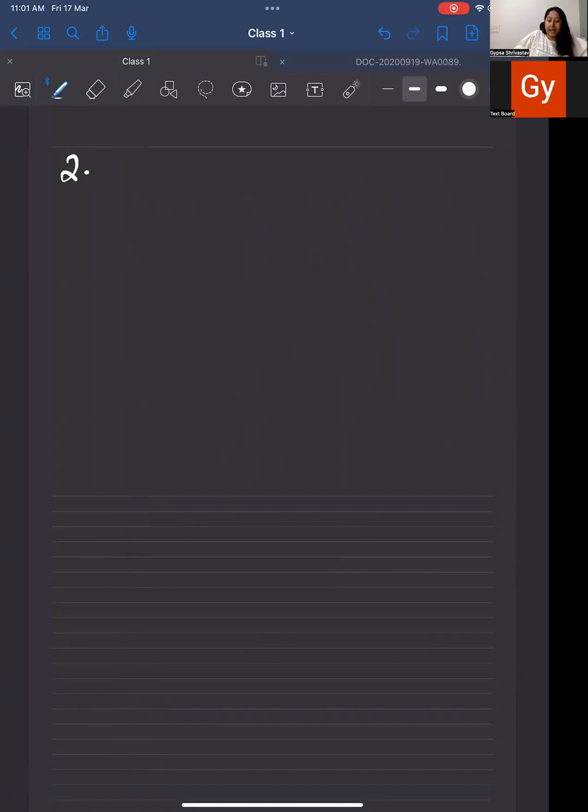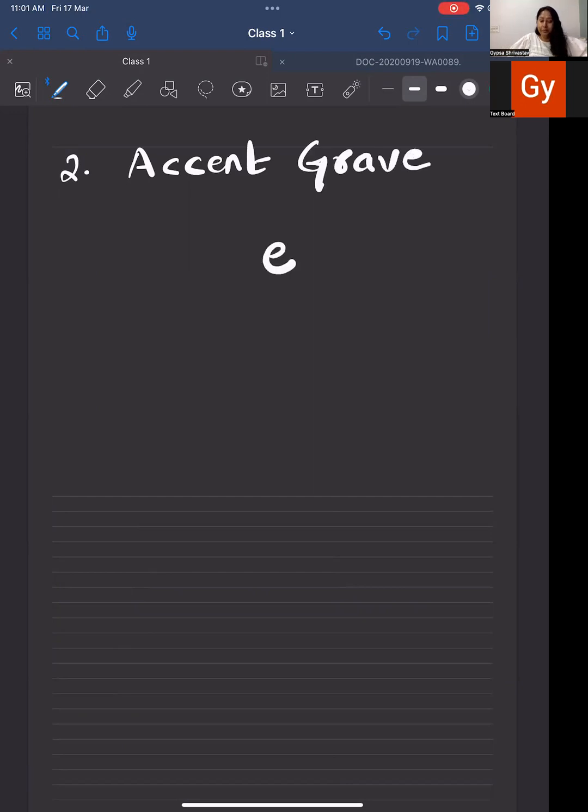Let's come to our next accent, grave. Accent grave is also usually seen on an E. It's a bar tilted towards the left. It does the same job as an accent aigu. I'm writing down the pronunciation. It converts the sound of E into an A sound.